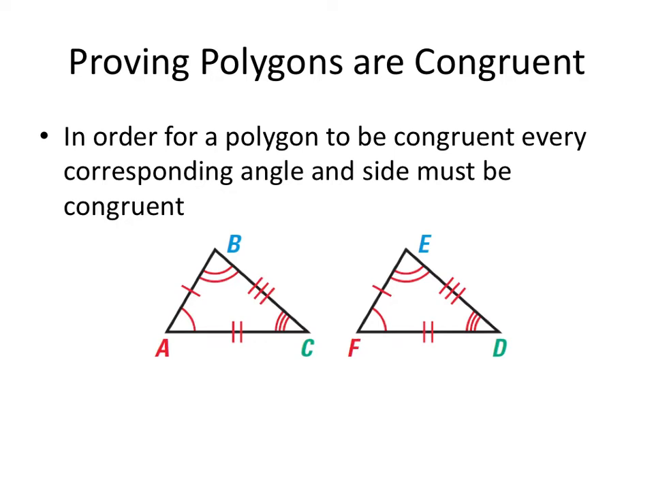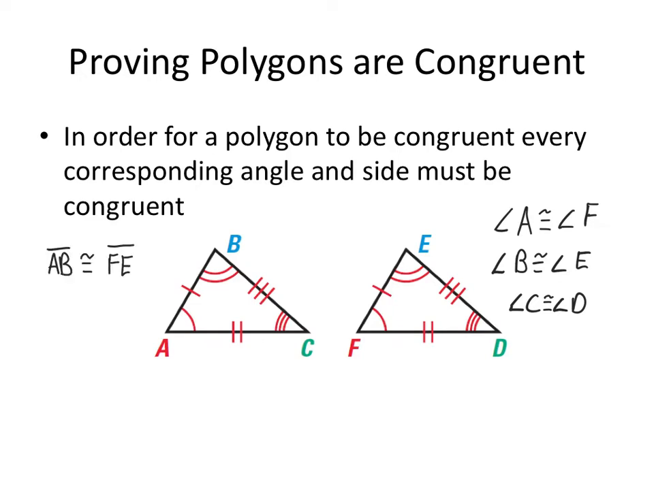In this diagram, angle A is congruent to angle F, angle B is congruent to angle E, and angle C is congruent to angle D. We also know that side AB is congruent to FE, side BC is congruent to ED, and side AC is congruent to FD. Because we know every corresponding angle and side are congruent to each other, we know that triangle ABC is congruent to triangle FED.